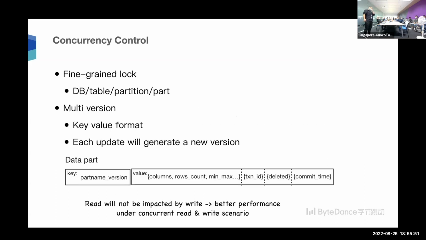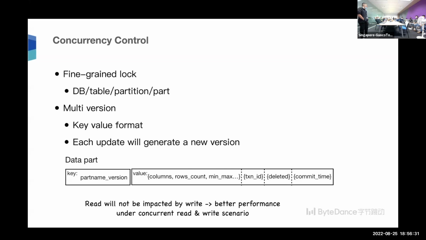And for our system, we also need to handle the concurrent read and write case. For the concurrent write, we simply use locks, and we provide locks at different layers. For the concurrent read and write, in order to minimize the mutual impact, we developed a multi-version management for our metadata. So for each update, we will not do an in-place update on the part.